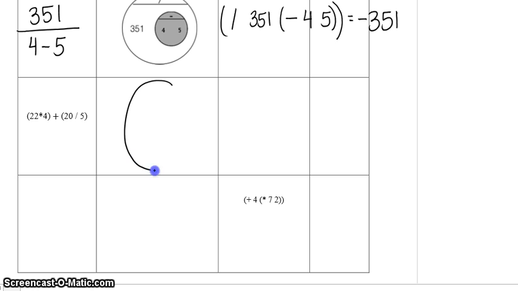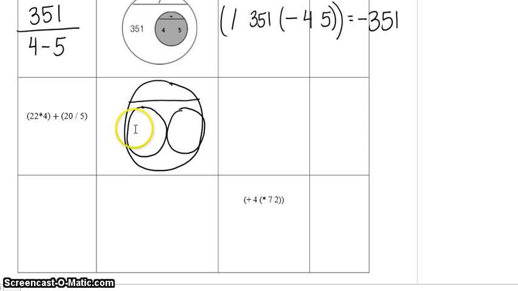In this next example, because there are two separate sets of parentheses, this circle of evaluation will actually have two inner circles of evaluation inside the larger circle. So pause the video now and try these two examples on your own.